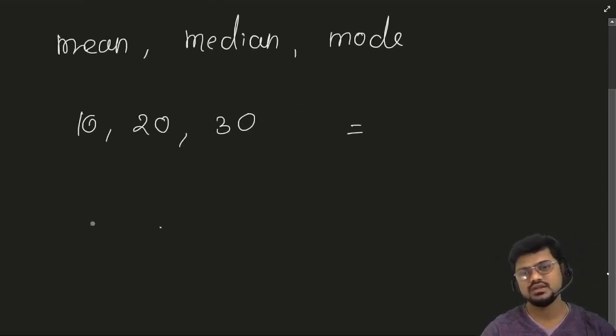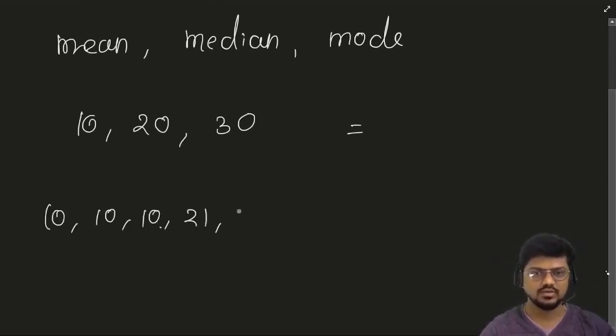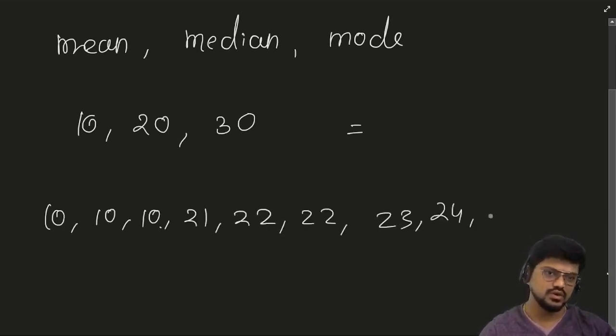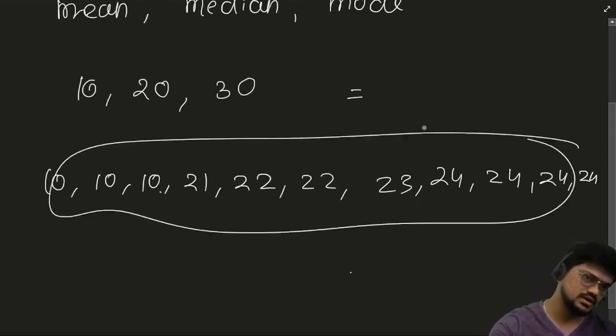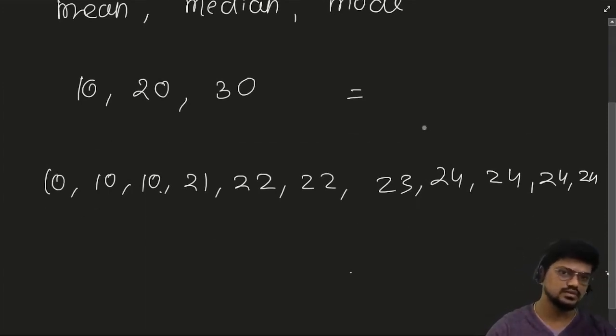That's the basic way you find it. But when the data is like this: 10, 10, 10, and then 21, 22, 22, 23, 24, 24 and so many times 24. Suppose 5 times they have written 24. So this is ungrouped data right now, but you can write this data in a grouped format also.